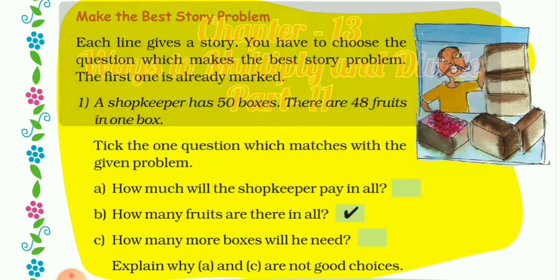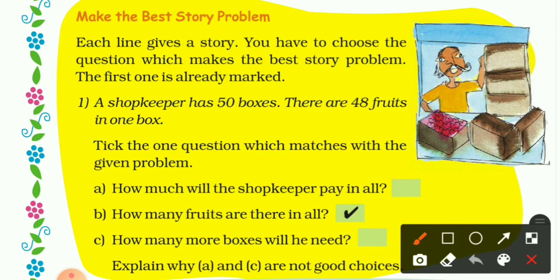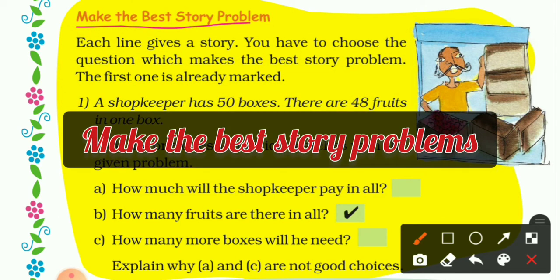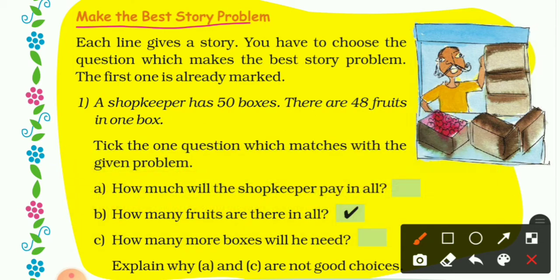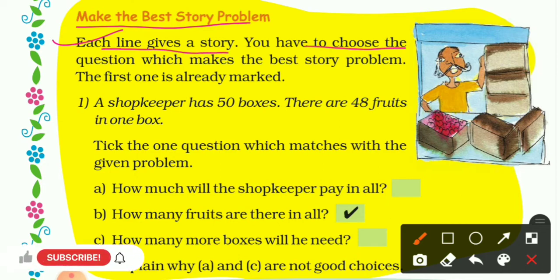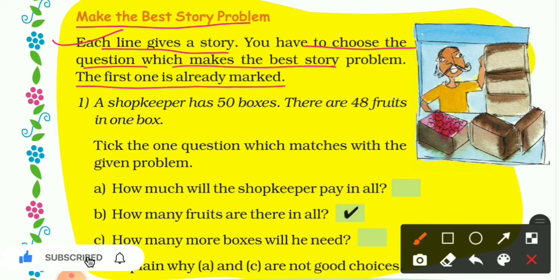Now let's know today's topic name, and it is make the best story problem, and under this topic we will make some word problems from the given story. So the instruction is here. Let's read it. Each line gives a story. You have to choose the question which makes the best story problem. The first one is already marked. So here is an example.